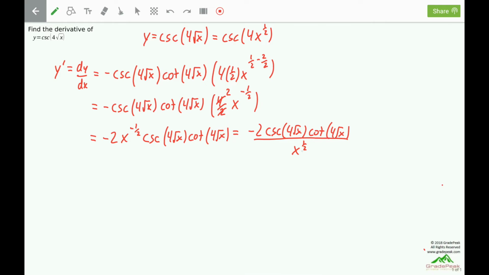1/2 power means the square root of x to the first power, so we can rewrite it as a square root. So negative 2 cosecant 4 square root of x cotangent 4 square root of x, the entire thing divided by the square root of x. And there's our derivative y prime, or dy dx.